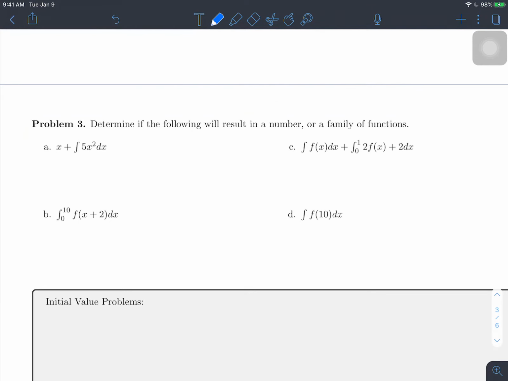Well, let's try this problem number 3 real quick. Determine if the following will result in a number or a family of functions. Okay. Why don't we try this first one here. If we take x plus 5x squared dx, what do we think? Number or family of functions?